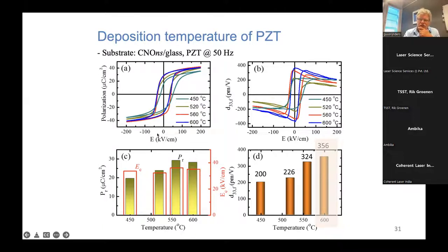We clearly can see this epitaxial growth there. And in the bottom pictures, you can see the remnant polarization, coercive fields, but also the piezoelectric properties. And while the maximum piezoelectric properties are at the higher temperatures, still, there is a very high piezoelectric effect in the materials deposited at 450 degrees C.